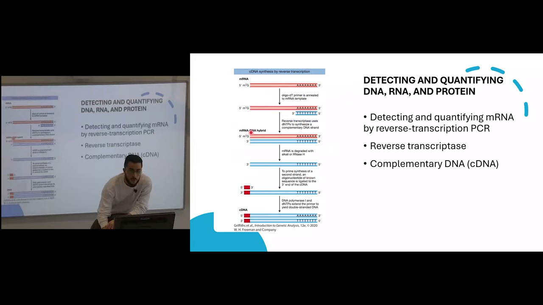Yeah, so it's always the same story. If you have a DNA molecule and you're copying that, the template will be, let's say, 3' to 5', then the copied one will be 5' to 3'. And then same thing with the mRNA and the cDNA. So if your mRNA is 5' to 3', then your cDNA will be 3' to 5'.